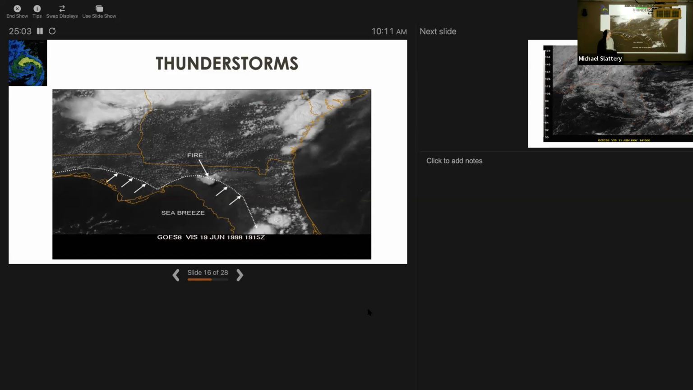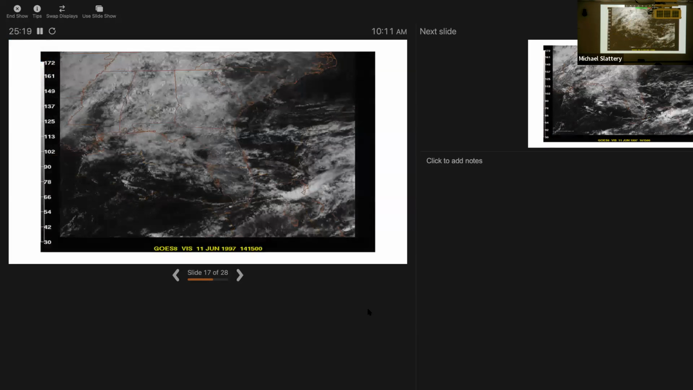So this is June 1998. And you've got a sea breeze coming in here. Here's a nice line of storms right there, right? As the sea breeze comes on shore, and here's the sea breeze coming on shore at the back. So let me just flick through these, and you'll see what we're talking about here.